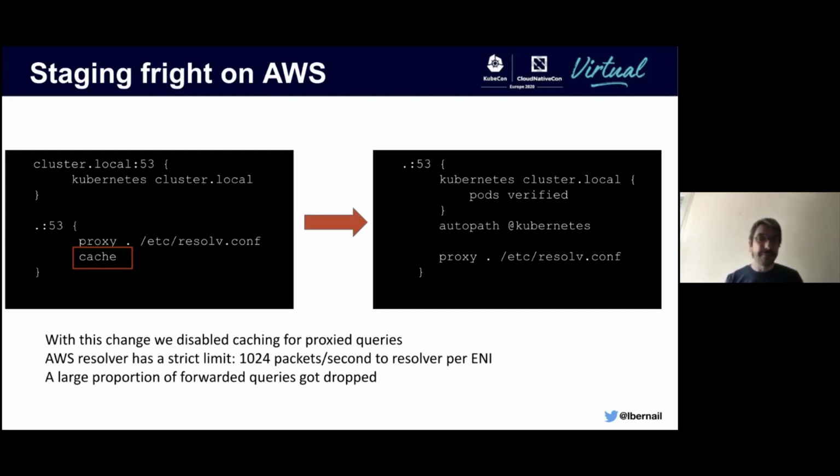And well, turns out, if you've been doing DNS on AWS, you probably know that there's actually a strict limit in the number of DNS queries you can do for any given network interface. And the strict limit is 1,000 packets per second. If you go above this, AWS will just drop your query. So of course, when we removed the cache, the number of queries exploded, and we hit that issue, and applications didn't like it at all.